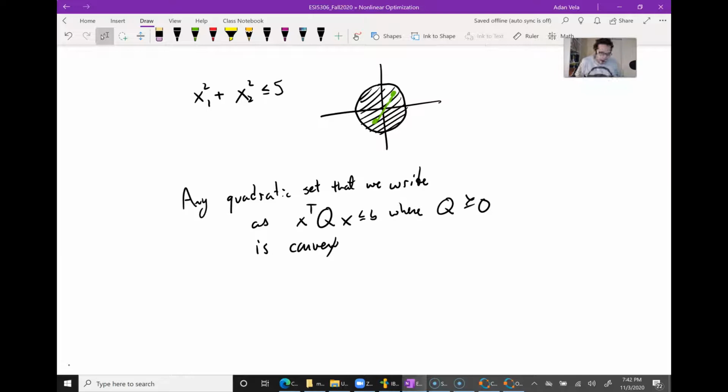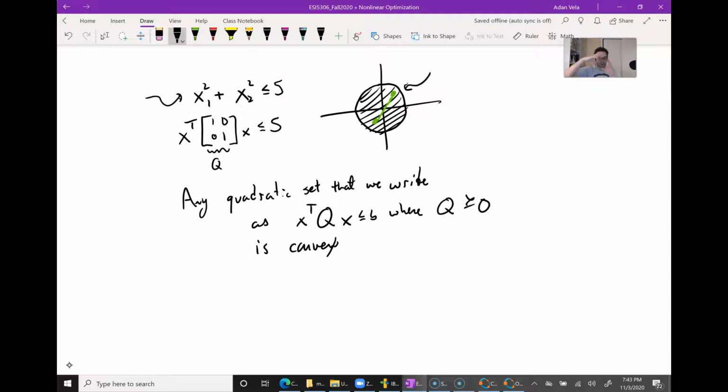So really what Q does, all right, the Q matrix in this case is actually pretty simple. The Q matrix here would be x transpose times the identity matrix times x is less than or equal to 5. Okay, that's not too bad. But we could make more complicated Qs here. And really all that these complicated Qs do is that they morph the shape of this set.